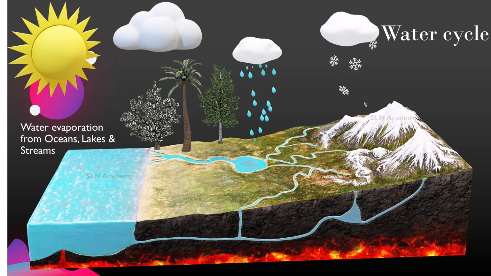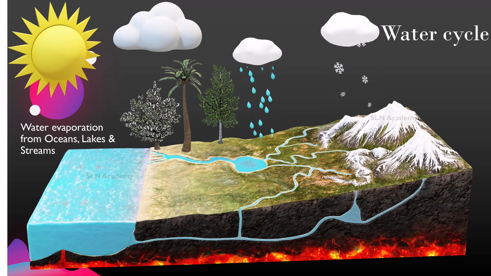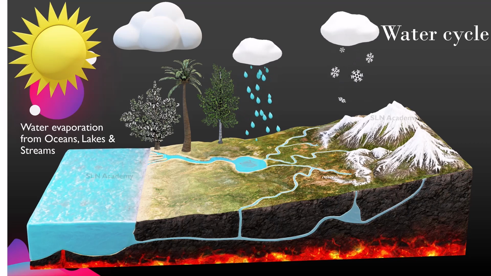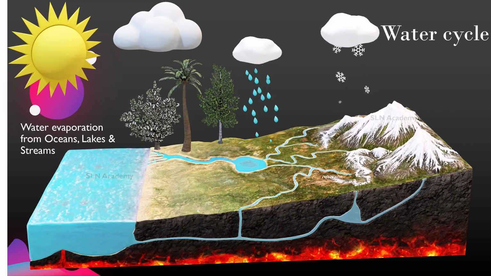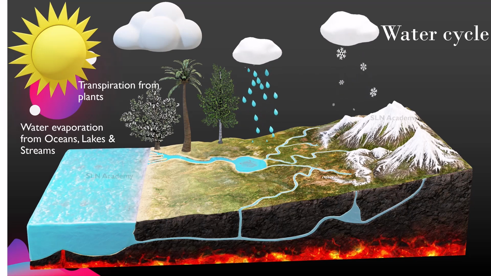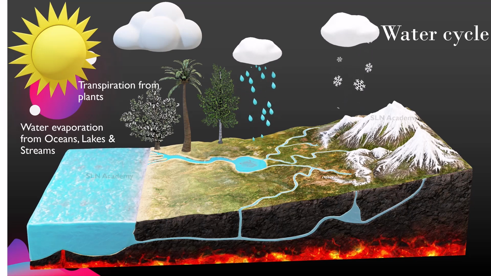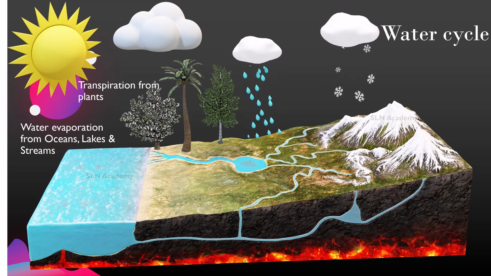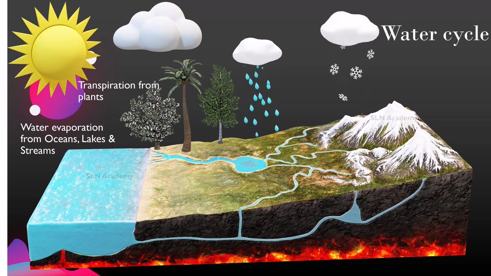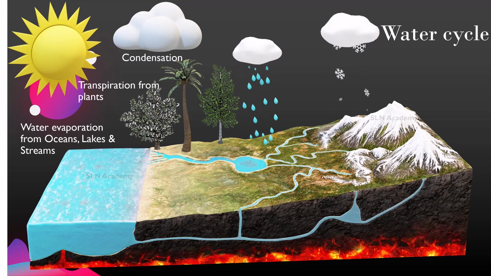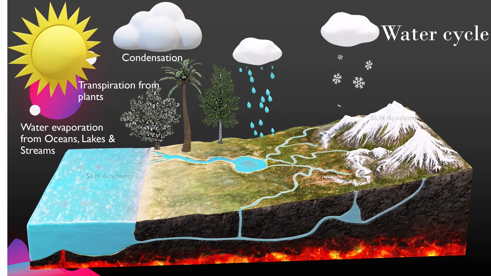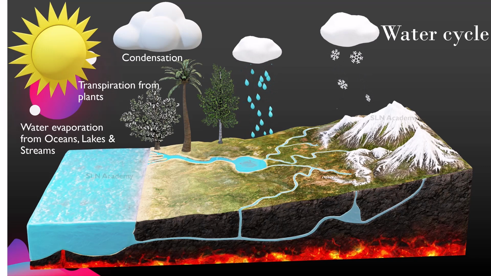This water vapor forms clouds. Transpiration from plants. Transpiration is the process of water movement through a plant and its evaporation from the aerial parts such as leaves, stems, and flowers. Water vapor cools down and it becomes water again. This process is called condensation.